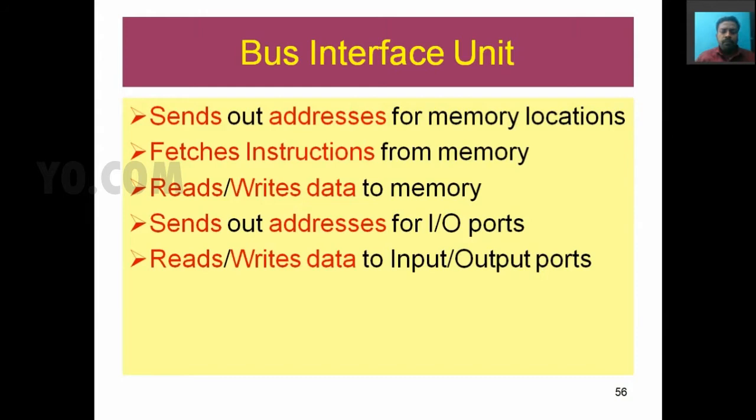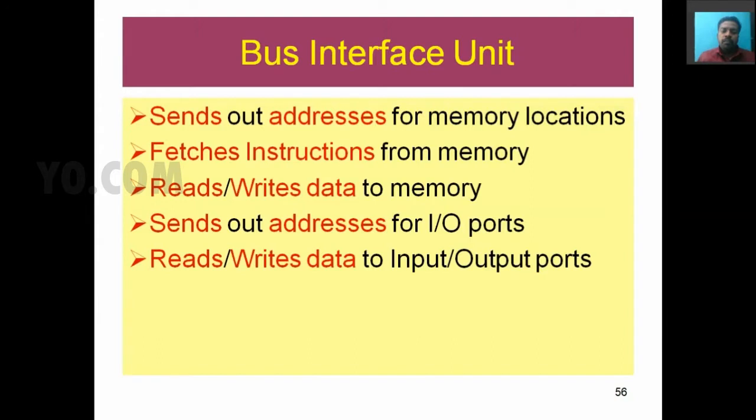After fetching, the fetched instruction is given to the execution unit. The execution unit decodes and executes the instruction and produces the output. Again, the output is stored in memory by using the bus interface unit. Next, the bus interface unit reads or writes data to or from memory. To do that, it first sends out the address and writes the data in memory.